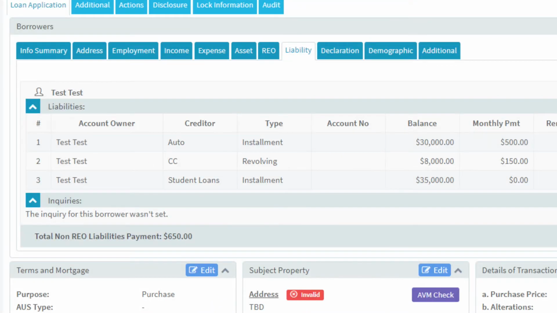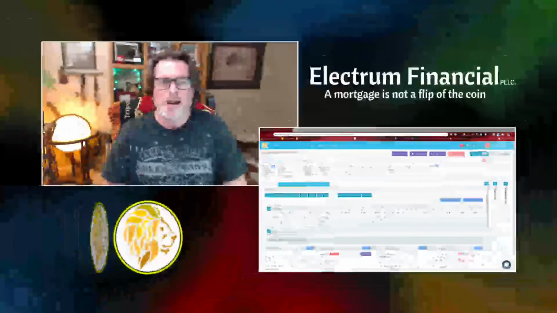So liabilities. These liabilities here, again, are just a snapshot of what I see on an average basis. Automobile payment, $30,000 balance, $500 a month. Credit cards, $8,000 in credit cards. That might represent two, three, maybe four credit cards, $150 a month. And then student loans. This is the big one. This is a big one that I can't stress enough.